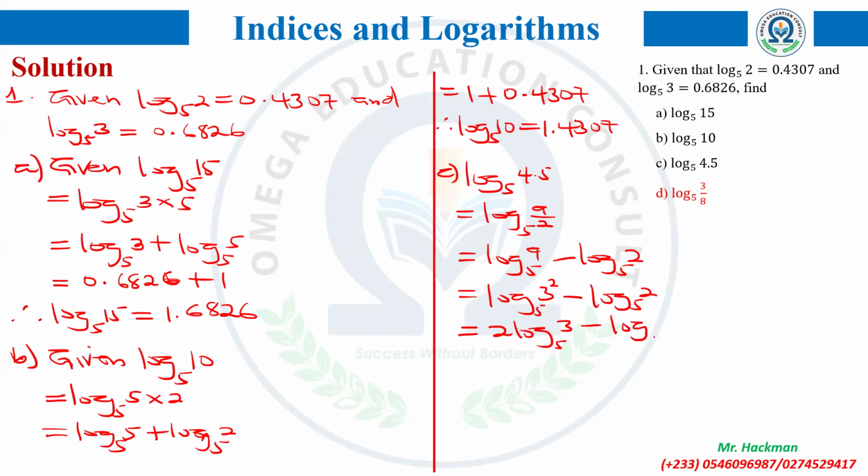Now we can comfortably go and carry out our substitution. That will give us 2 times log to the base 5 of 3, which we are told is 0.6826, then minus log to the base 5 of 2, and that is 0.4307. Now you know what to do. The calculator will help you here. I'm waiting for the answer. If you use your calculators, no worries. Is that clear?